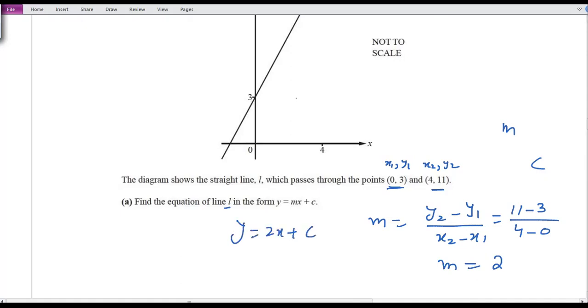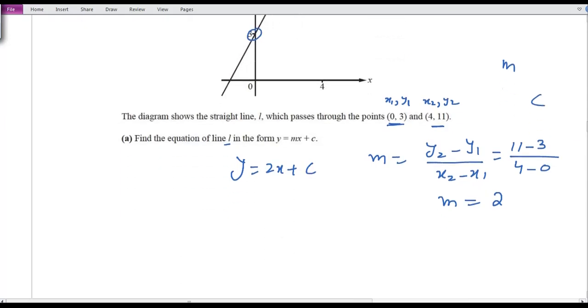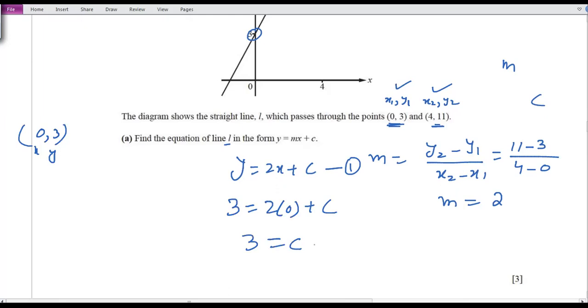Now for finding c, in this case, the diagram is given. c is the y-intercept. It's given that it is 3. If the diagram is not given and you want to know the y-intercept, put any one of these points into this equation, say equation number 1. In this equation, put either this point or this point to get the value. Let's say I'm going to take this point 0, 3. This is x, this is y. So in this equation, in place of x, write 0, in place of y, write 3. So it will become 3 equal to 2 into 0 plus c. c will be 3. So put this value of c here.